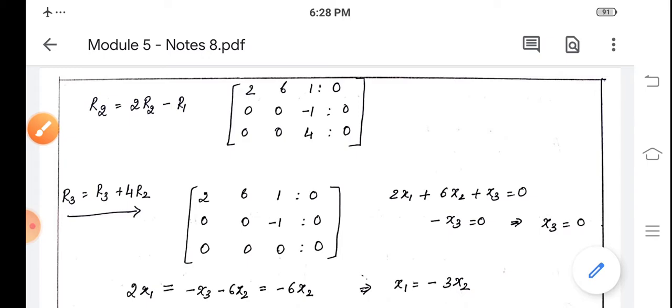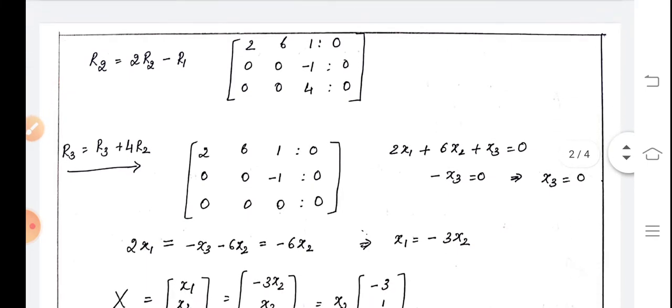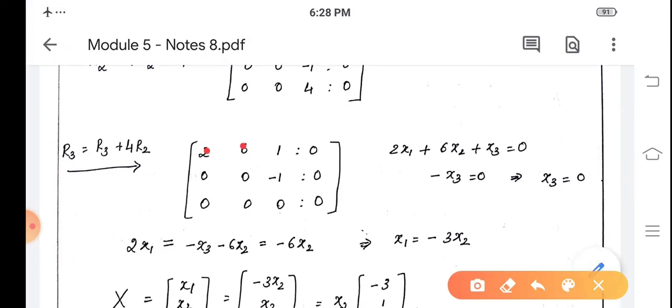Now we write the equations. Here we take the eigenvector x as the column vector x1, x2, x3. So we write the equation as 2x1 plus 6x2 plus x3 equal to 0. And the next equation is 0x1 plus 0x2 minus x3 equal to 0. That gives x3 equal to 0.